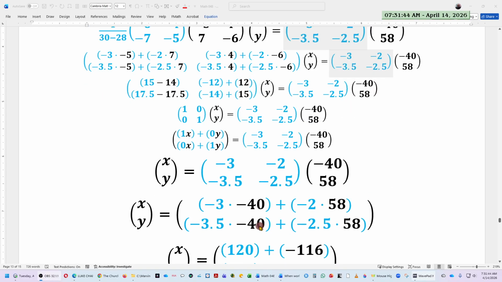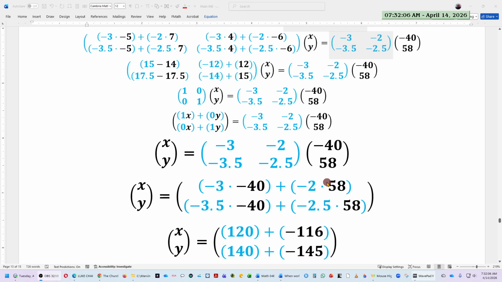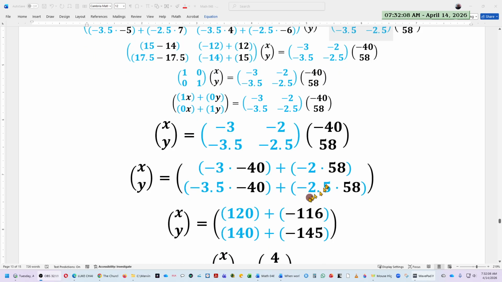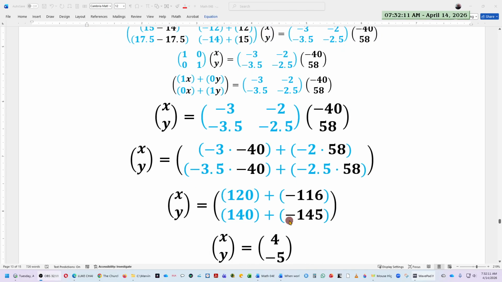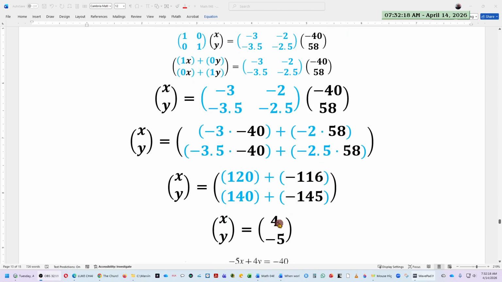So when we multiply, it's going to be row by column. So minus 3 multiplies the minus 40, and minus 2 multiplies the 58. And then the negative 3.5 multiplies the minus 40, and the minus 2.5 multiplies the 58. So it's the first position multiplying the first position, the second position multiplying the second position. And once we do that, because all of this is just calculator work, you're multiplying and then adding, you're going to get 4 and negative 5.